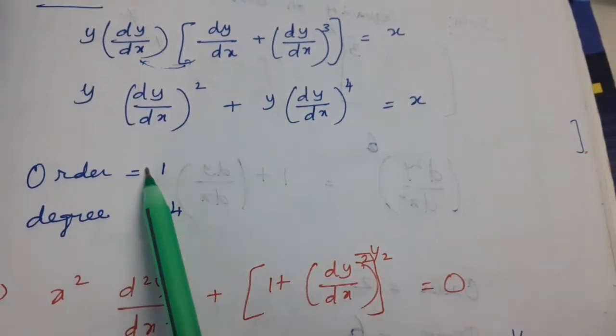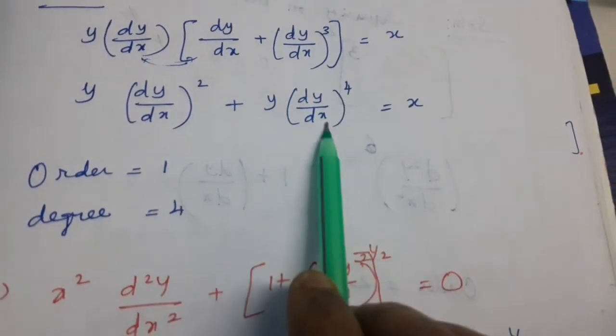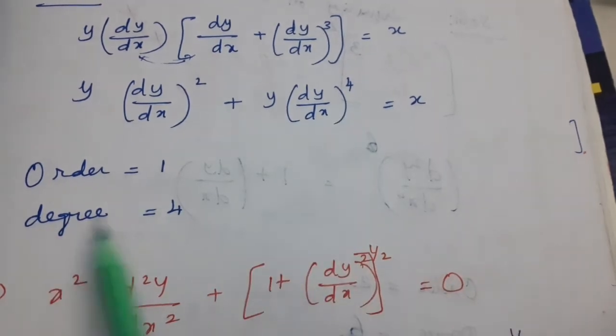First derivative. Therefore, order is 1. What is the order of the power? The highest power is 4. So therefore, degree is 4.